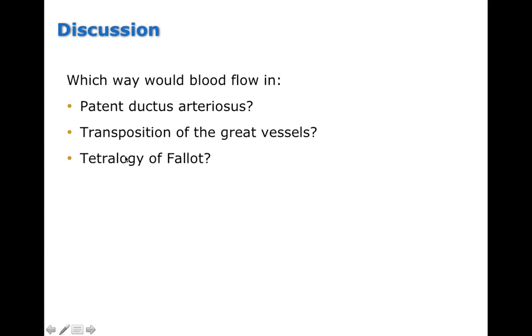And then the tetralogy of Fallot is a congenital disorder where you find large, patent ventricles. And so blood can flow between the left and right ventricles pretty readily, as well as through the right and left atria. And so tetralogy of Fallot leads to excessive mixing of pulmonary and systemic blood, which can lead to pretty extreme cyanosis in newborns. And again, this one has to be repaired surgically.